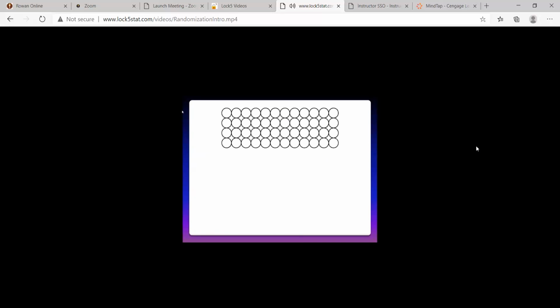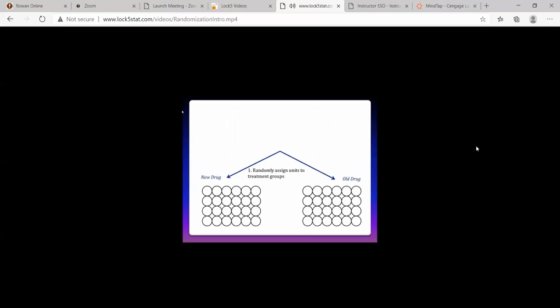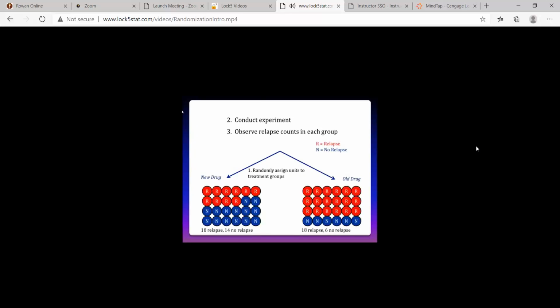All right, so this is a randomized experiment, so just to take you through this. We have our 48 people to be treated with either disipramine or lithium, and we randomly assign the units to the treatment groups. And this is the random process. I won't take you through all of it, but eventually they all get assigned. We conduct the experiment or give them the drug, wait and see what happens, and then observe the relapse counts in each group. So you'll notice that under the new drug, disipramine, 10 relapsed while 14 didn't relapse, and under the old drug, 18 relapsed while 6 didn't relapse.